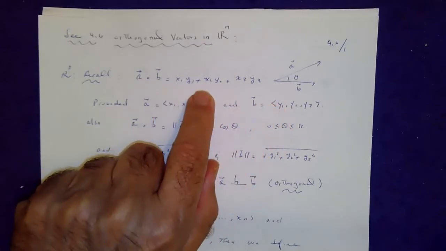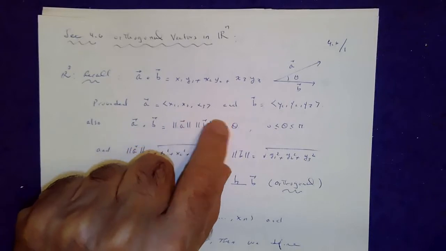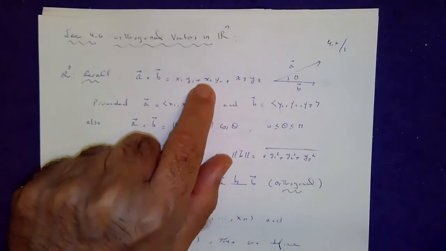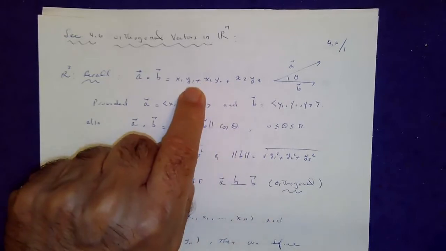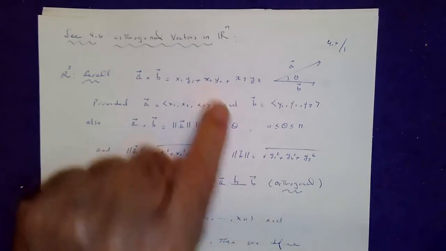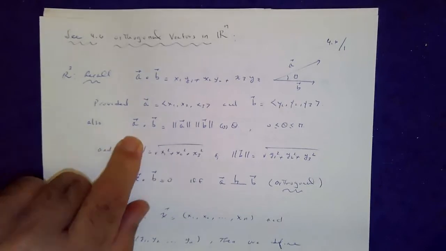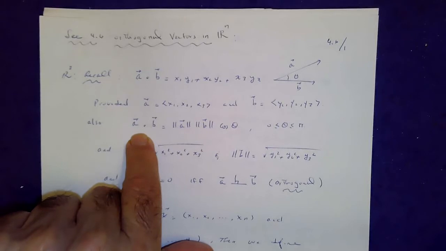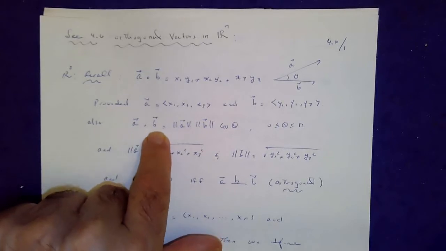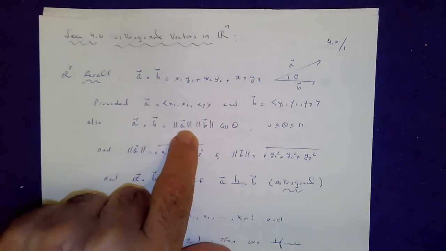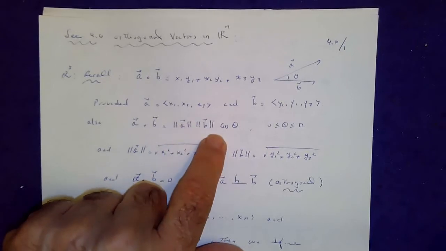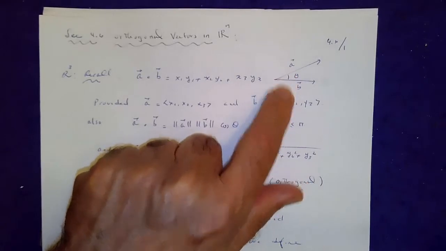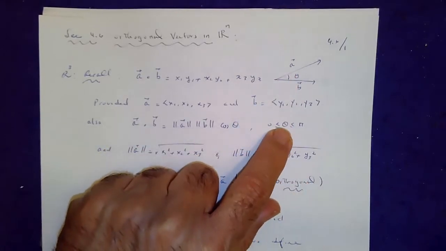So the dot product gave us the summation of the what? Product of the corresponding components of each vector, and at the end of the day we end up with a scalar. So this is a number. Also, the dot product was alternatively defined as magnitude of A times magnitude of B times cosine of the angle between what? The vectors, and theta goes between 0 and pi.